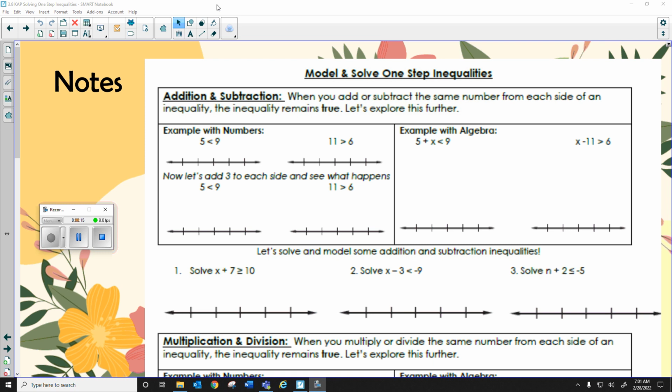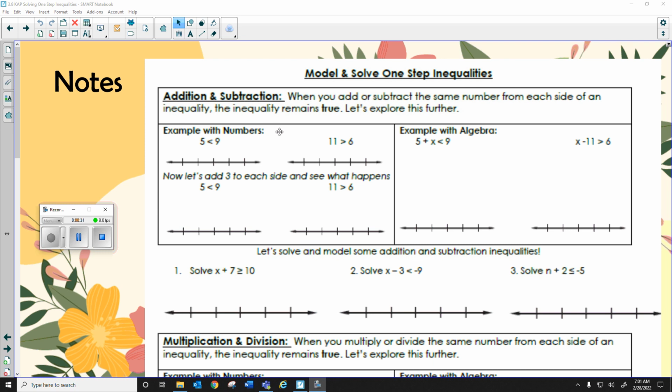We're going to look at solving one-step inequalities. So over here, when we have an expression on one side and then set it less than or greater than a number, we're going to look at that. It's very similar to equations. But when we get through the notes, you'll see that there are some slight differences.